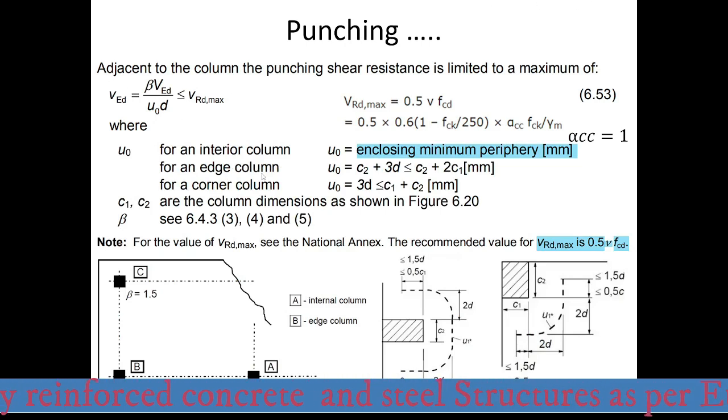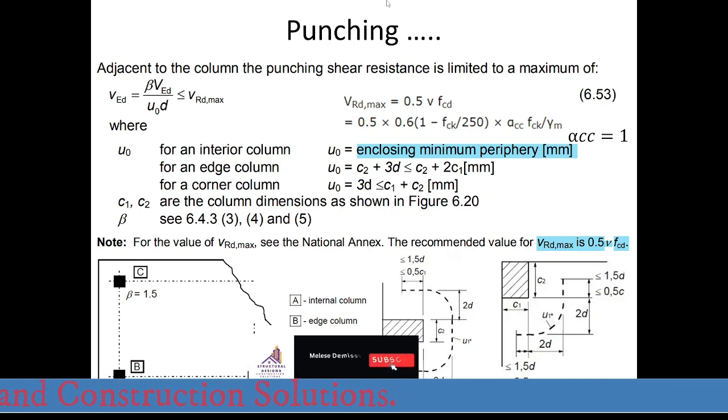And here there is also another formula, which is basically used to calculate the punching shear resistance. So the punching shear stress is limited to a maximum value: VED equals beta times VED over the basic control perimeter times the effective depth, and it must be less than VRD max. That means the maximum shear resistance of the concrete.